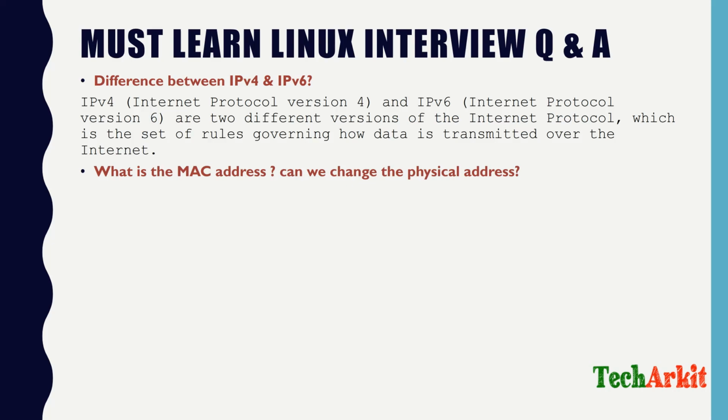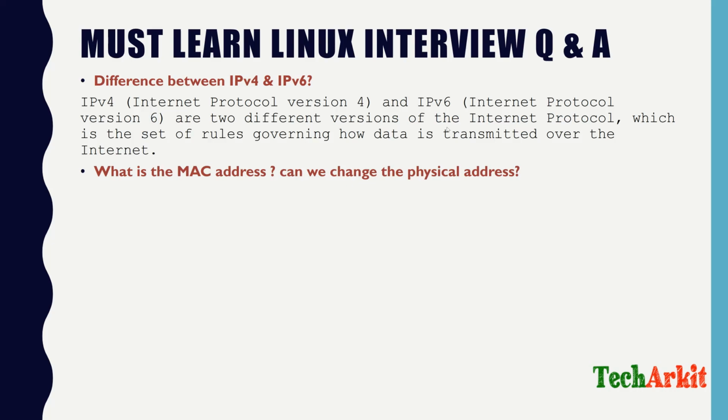For address configuration, IPv4 can use Dynamic Host Configuration Protocol, which is DHCP. For IPv6 we have to use SLAAC, which is called Stateless Address Auto Configuration. So that's the IPv4 and IPv6 difference.